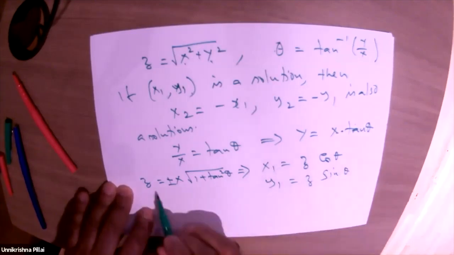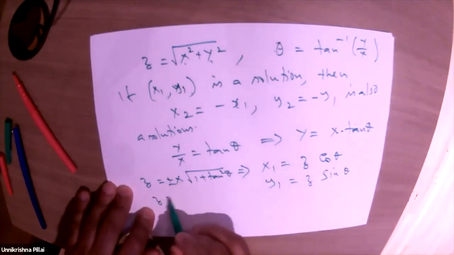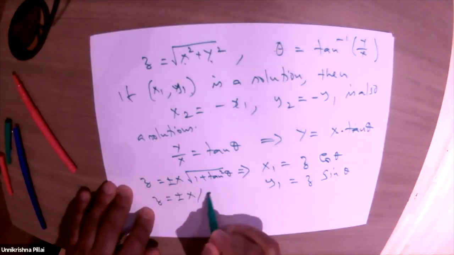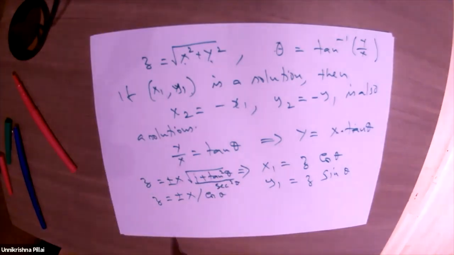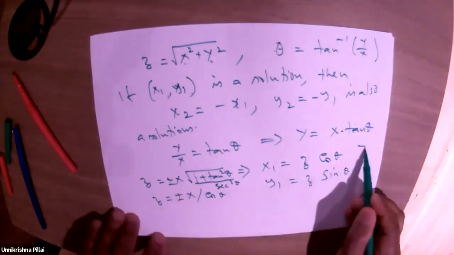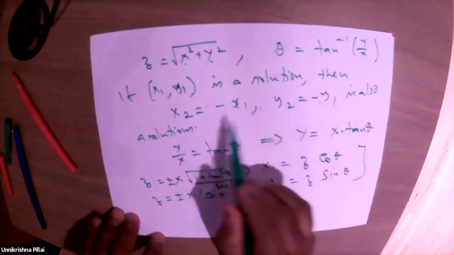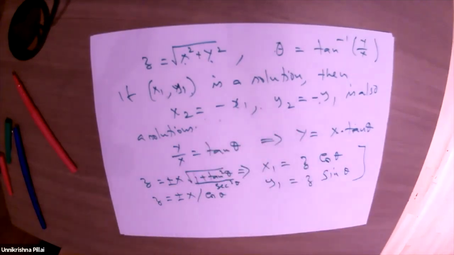So from here, Z is plus minus X over cos theta, because this is sec squared theta, and the square root of that is sec theta, that's 1 over cos theta. So you get this is one solution, and then this is another solution. So you have two solutions.